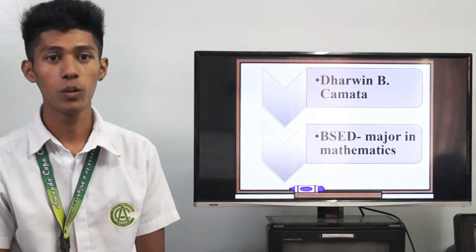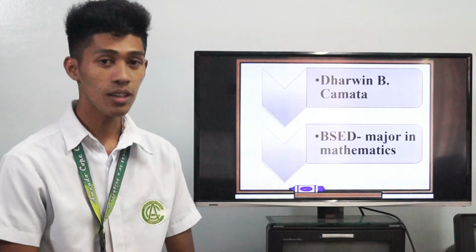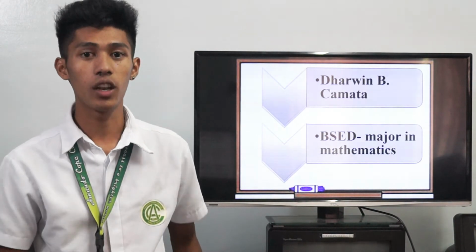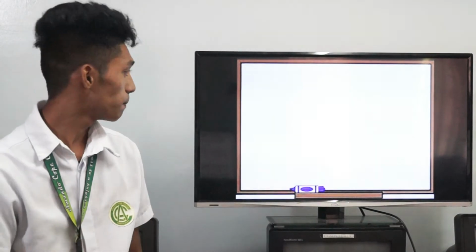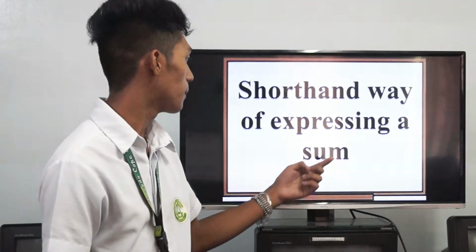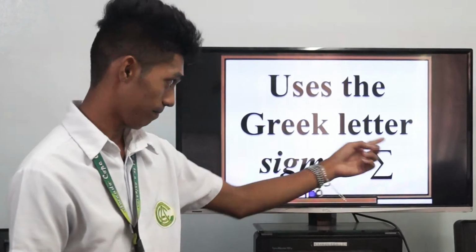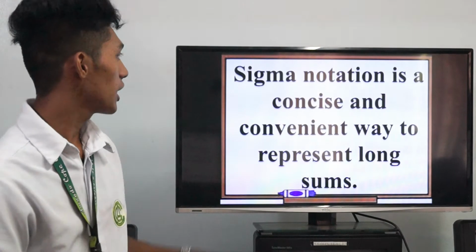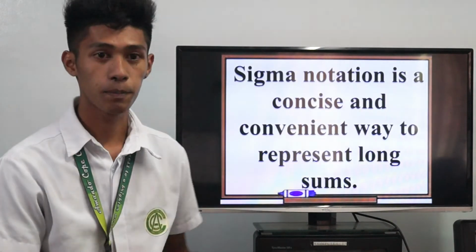In this video, you will learn the easiest and most convenient way of expressing long sums. Our topic for today is all about summation notation. Do you have any idea what summation notation is? Summation notation is a shorthand way of expressing a sum. It uses the Greek letter sigma. Sigma notation is a concise and convenient way to represent long sums.